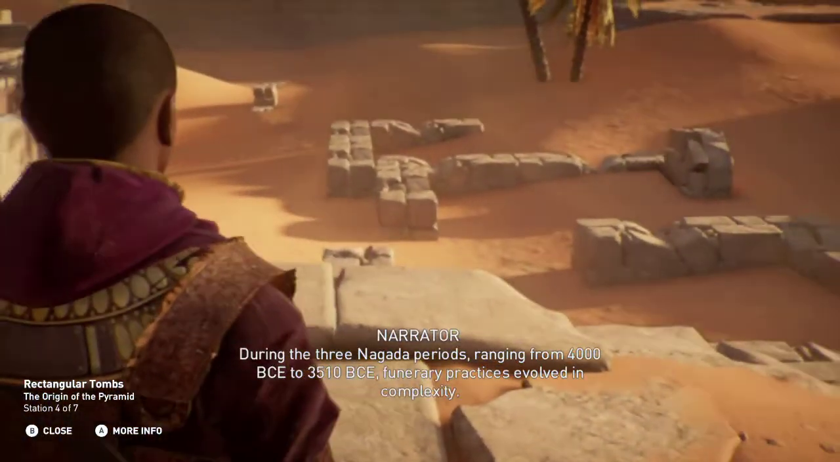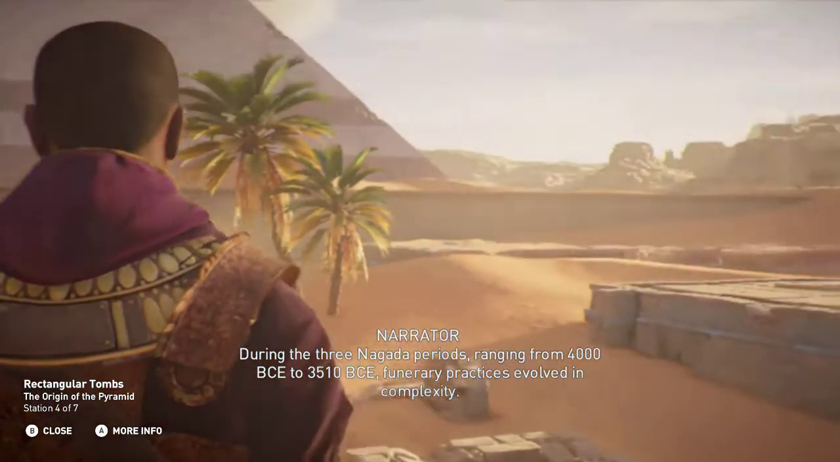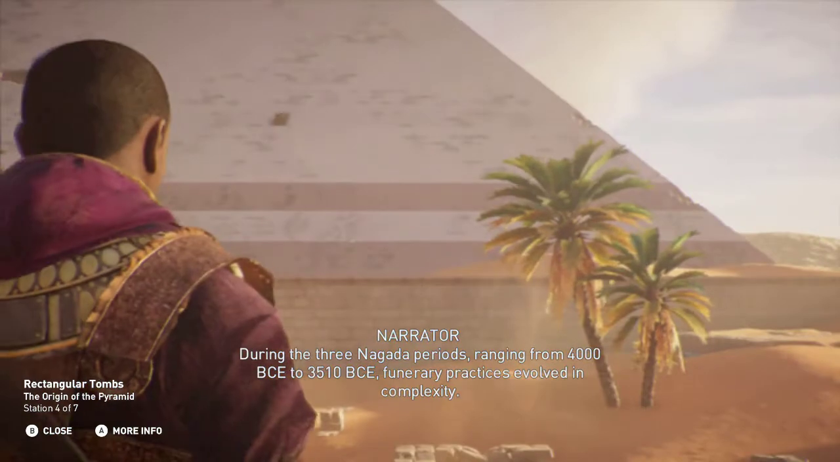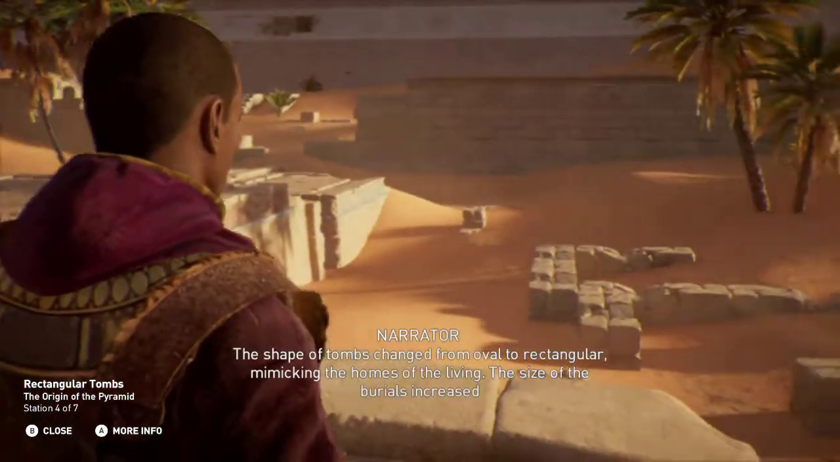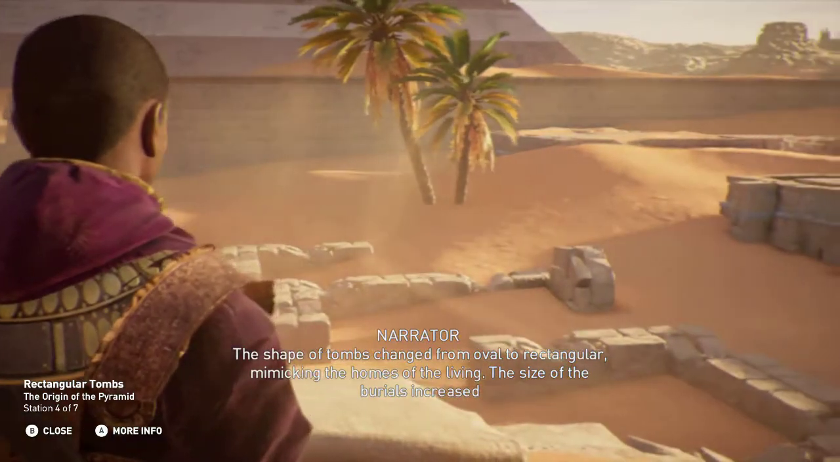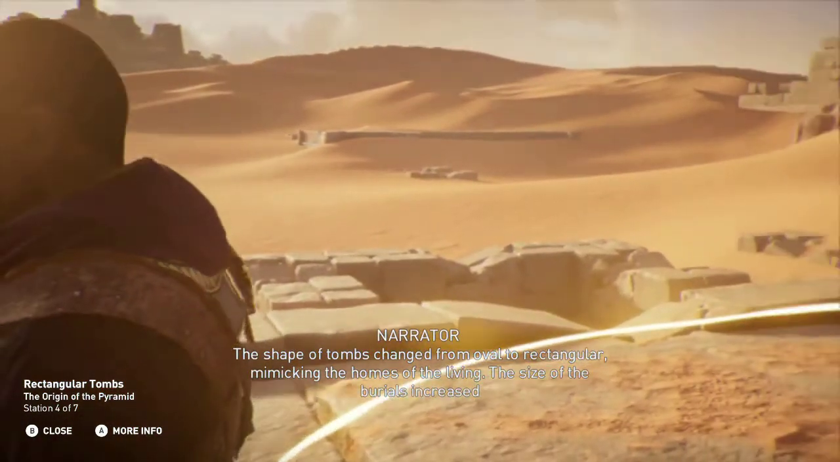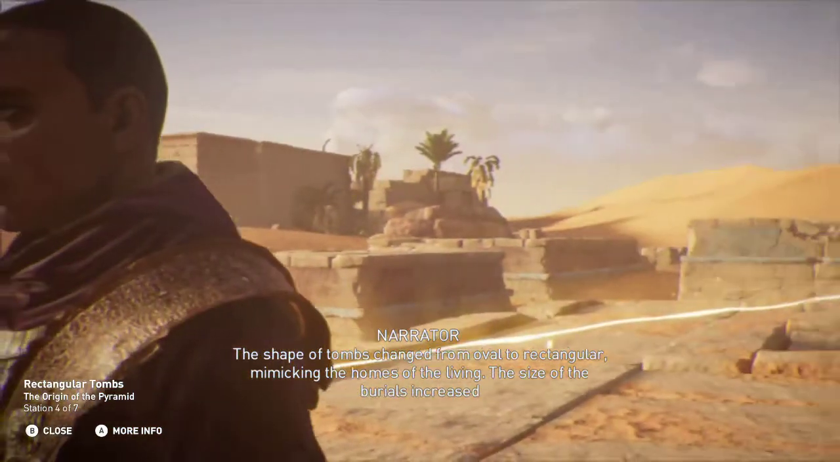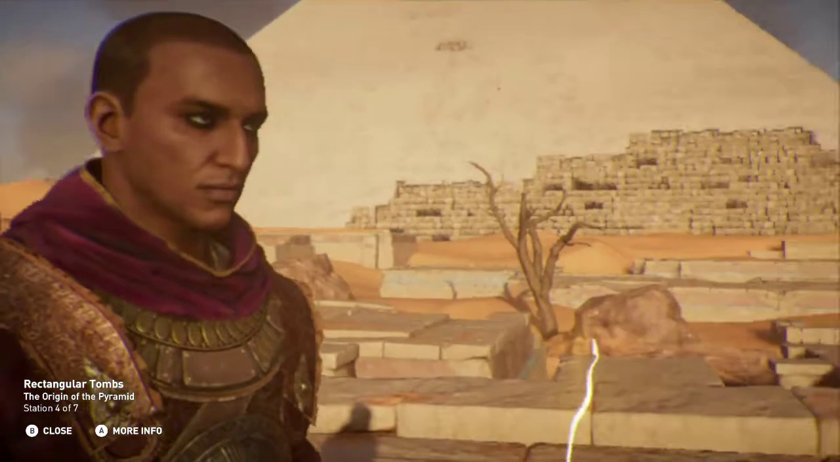During the three Naqada periods ranging from 4000 BCE to 3510 BCE, funerary practices evolved in complexity. The shape of tombs changed from oval to rectangular, mimicking the homes of the living. The size of the burials increased and funerary items became more stylized and numerous.